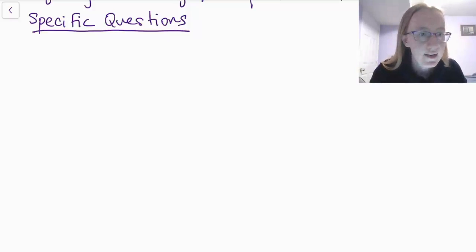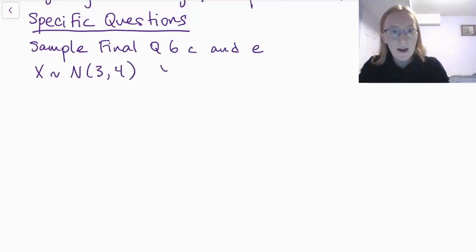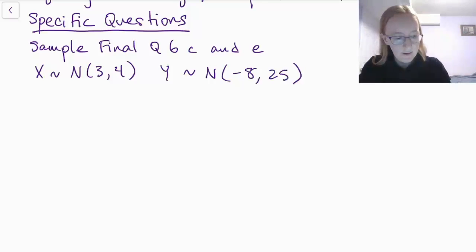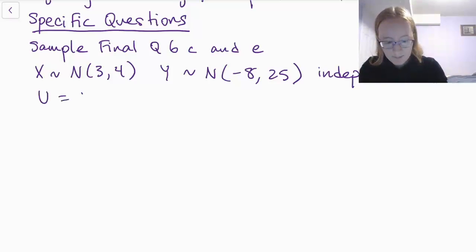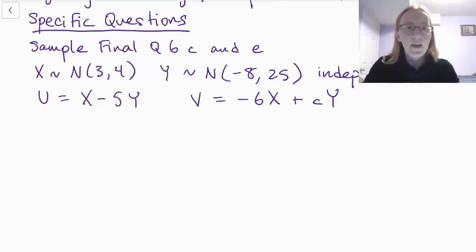We absolutely can. So basically we have X and Y are independent. X is normal 3, 4, and Y is normal -8, 25, and they are independent. And then U is equal to X minus 5Y, and V is equal to negative 6X plus C times Y. I want to focus on C and E, but part A is to find the distributions of U and V.